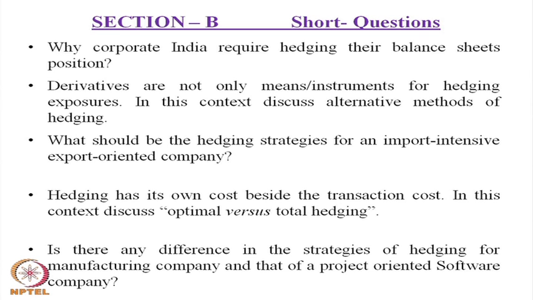In this context, discuss alternative methods of hedging. As I mentioned and as we discussed earlier, derivatives are instruments for financial hedging. Financial hedging is the purchase of currency swaps, currency futures, interest rate swaps, and interest rate futures. These are financial hedging, currency derivatives, and financial instruments of financial hedging.